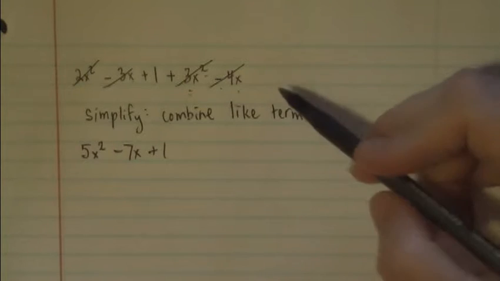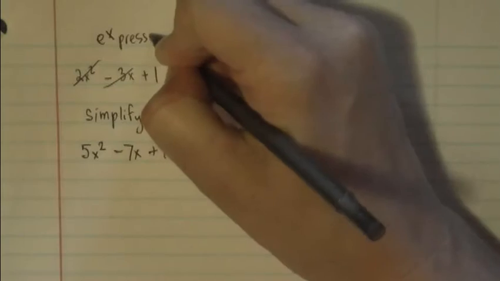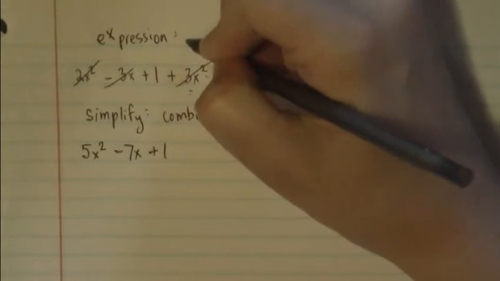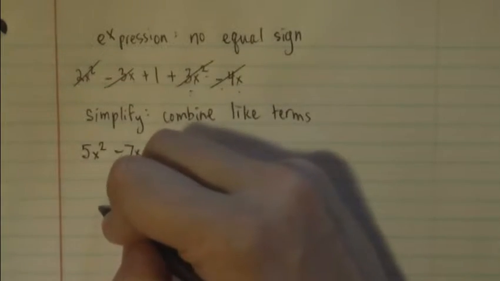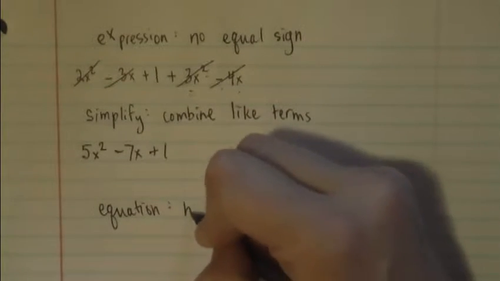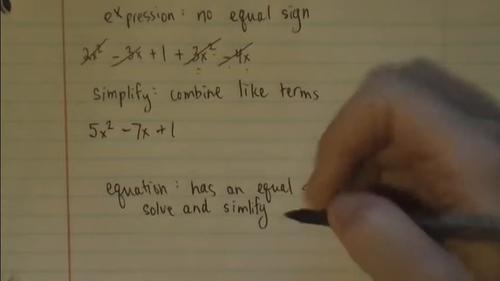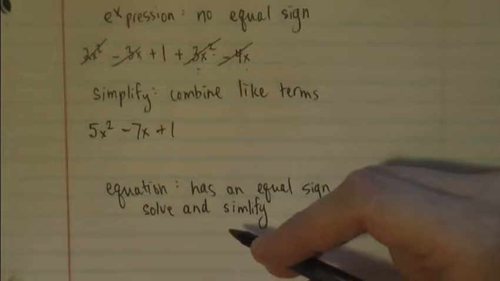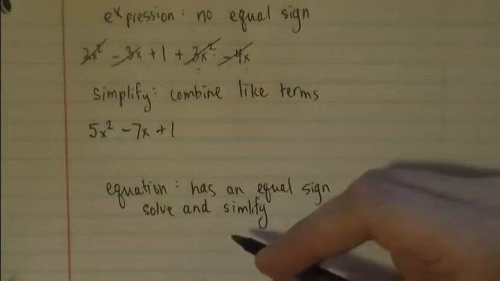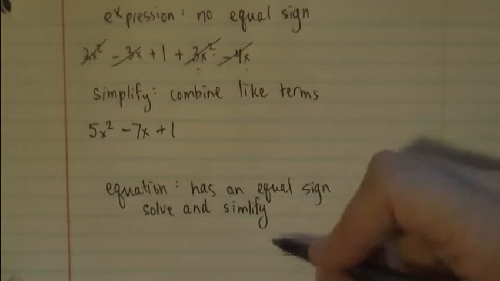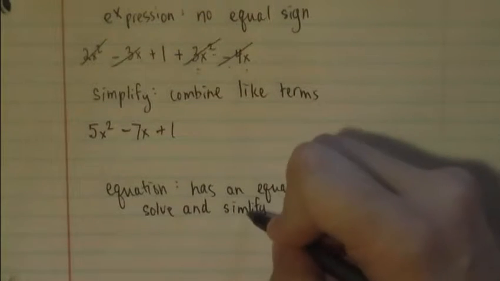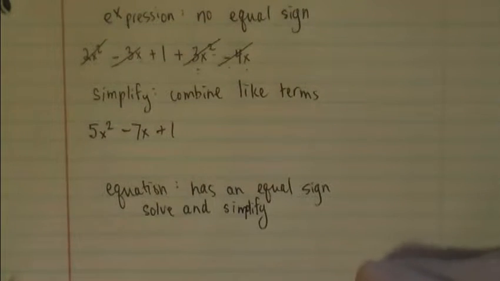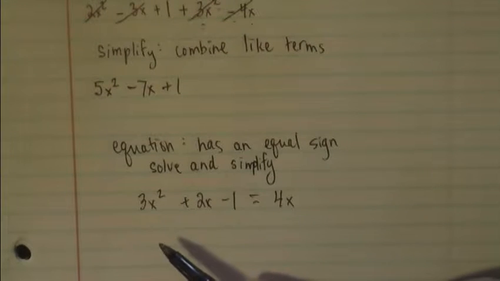Now, this was an expression. It did not have any equal sign. An equation has an equal sign. Remember that simplify means you're combining like terms. In the next section in P5, you'll be factoring, which is actually separating of terms. Factoring is the opposite of simplifying, and I did not write my P, so we'll add it there. Simplify.